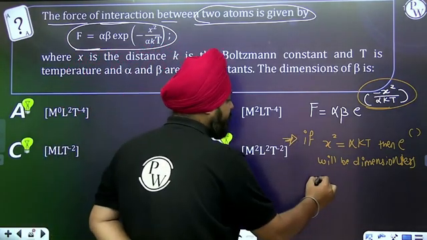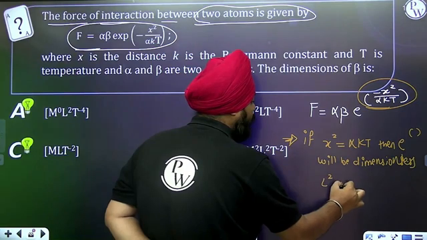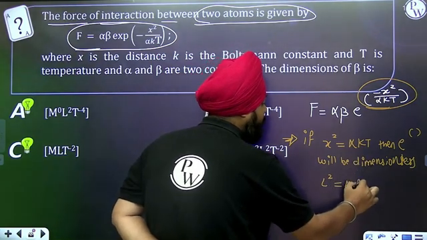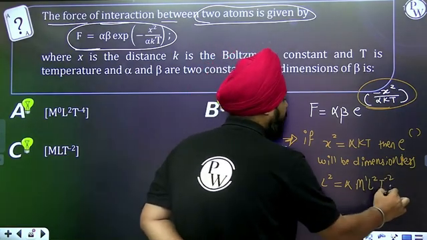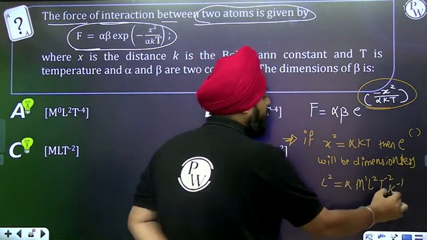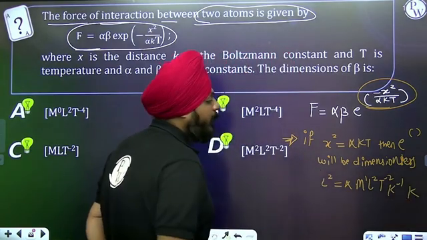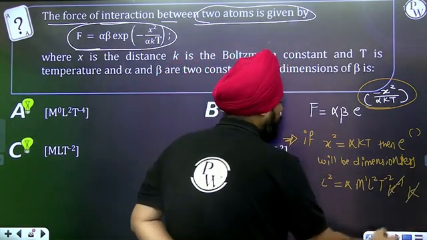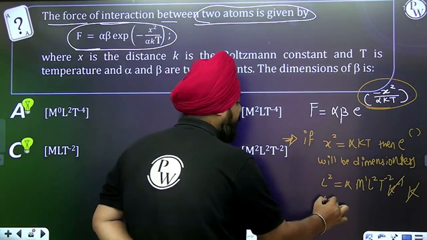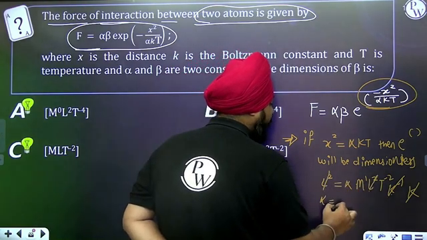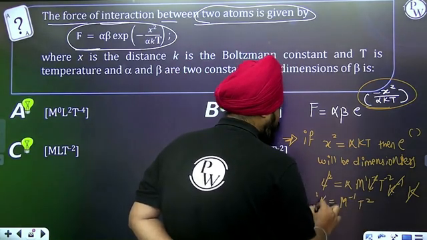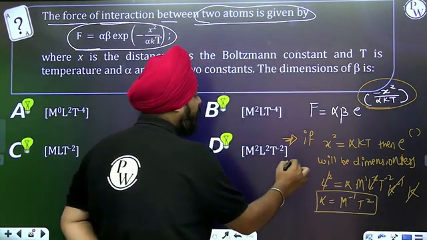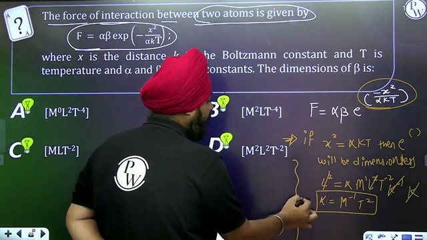So here x is distance, L square is equal to alpha kT. K is the Boltzmann constant, it has the dimensional formula M1 L2 T minus 2 K minus 1. Temperature is T, it has the dimensional formula K. This is going to get cancelled. So alpha, L square is also going to get cancelled, M to the power minus 1, T to the power 2. This is the dimensional formula of alpha.